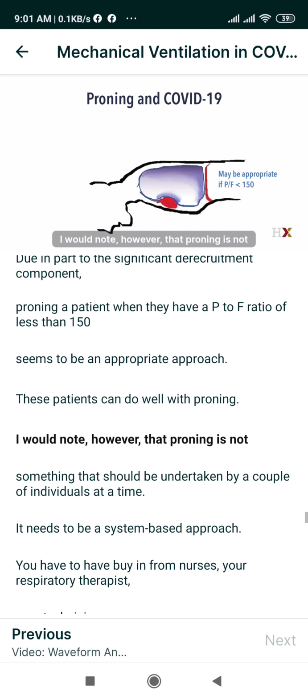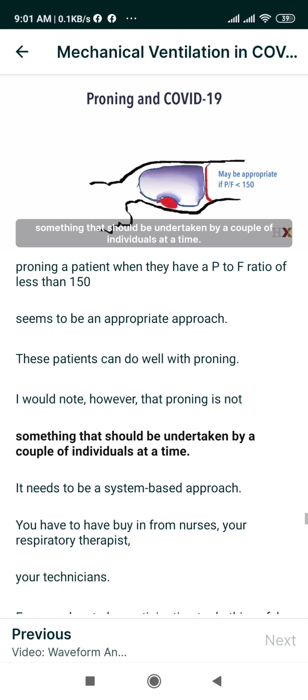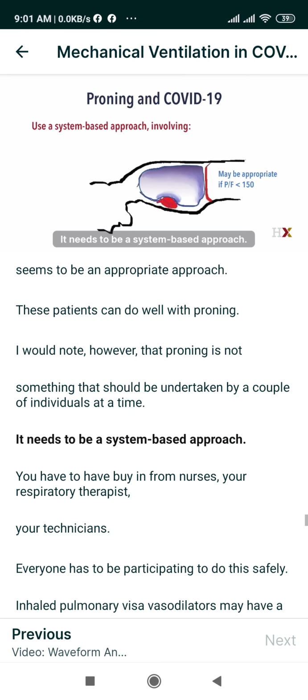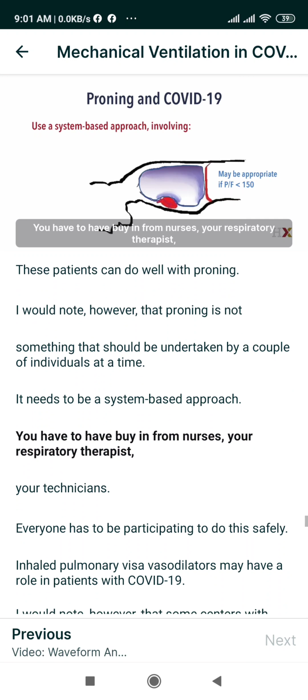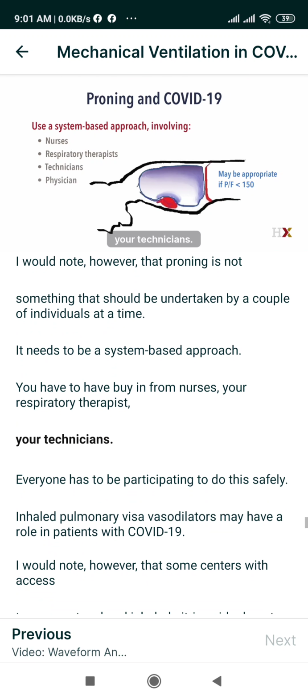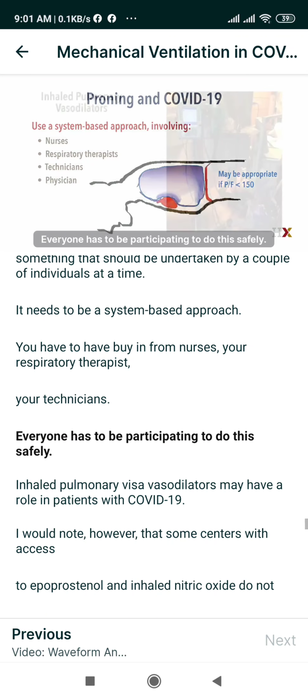I would note, however, that proning is not something that should be undertaken by a couple of individuals at a time. It needs to be a system-based approach. You have to have buy-in from nurses, your respiratory therapist, your technicians. Everyone has to be participating to do this safely.